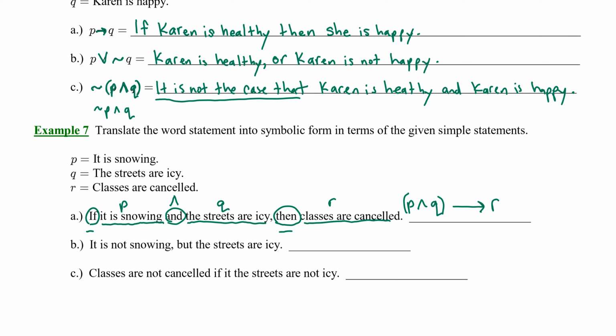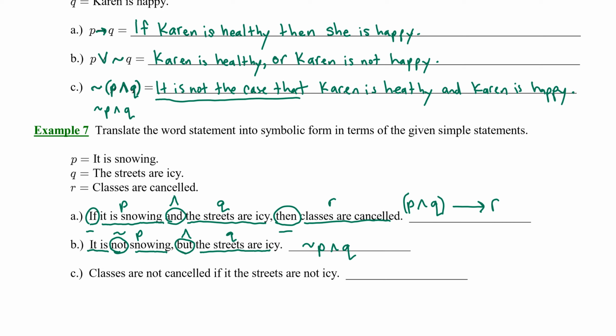Let's try the next one. It is not snowing, but the streets are icy. Let's recognize our simple statements. It is snowing, that's P, but notice we have this connective here, not. We're going to translate that as a squiggle. The streets are icy is statement Q, and the word but can also be used for the word and. So in symbolic form, we have not P, and Q.